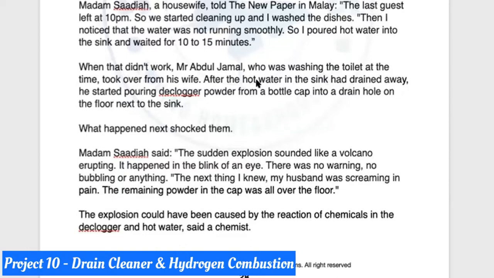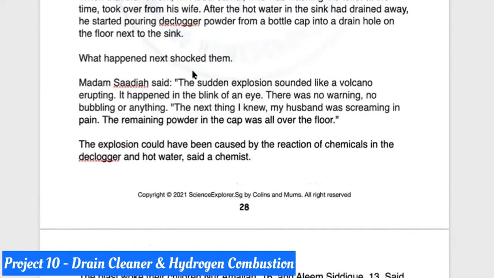And then after the hot water had drained away, he started pouring declogger powder from a bottle cap into a drain hole on the floor next to the sink, because he was thinking that maybe there's something stuck in there instead. So he's trying to declog it, right? Now what happened next shocked them.